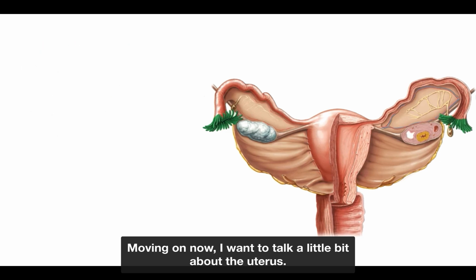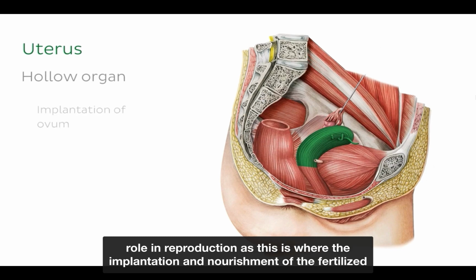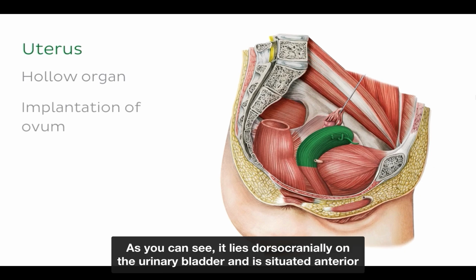Moving on now, I want to talk a little bit about the uterus. And the uterus is a hollow organ of the female reproductive system, and it plays an important role in reproduction, as this is where the implantation and nourishment of the fertilized ovum takes place. As you can see, it lies dorsocranially on the urinary bladder and is situated anterior to the rectum.